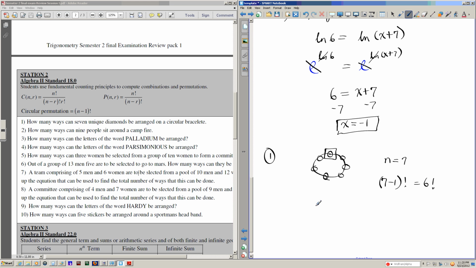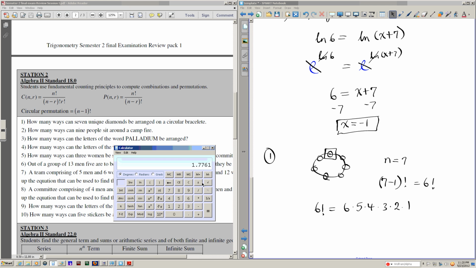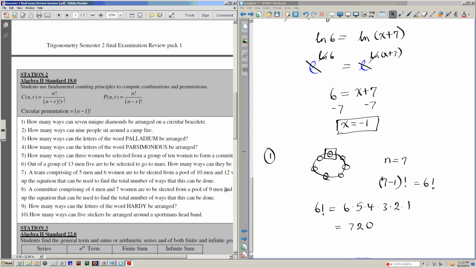And what is the value of 6 factorial? 6 factorial is 6 times 5 times 4 times 3 times 2 times 1. Let's do that with a calculator. So 6 factorial is 720. So your answer is going to be 720. Now let's move along to another problem in the same section.